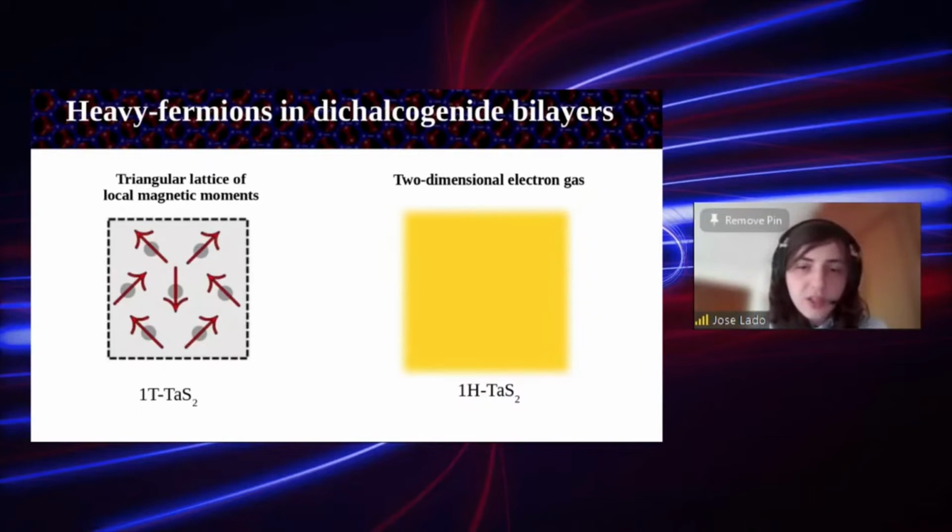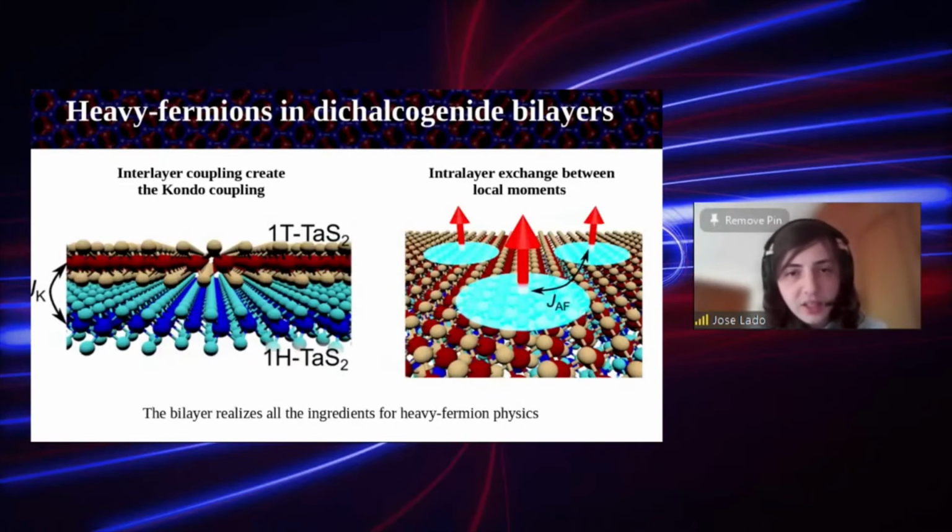In particular, if one looks at the family of two-dimensional materials, one can find a two-dimensional compound called 1T tantalum sulfide that realizes a lattice of local magnetic moments. And then there's another compound, 1H tantalum sulfide, that realizes a two-dimensional electron gas. So essentially, the experimental group built this heterostructure, 1T on top of 1H, and in this system, you have the coexistence of the lattice of magnetic moments coming from the 1T phase and the two-dimensional electron gas coming from the 1H. So this is, of course, at the theory level, right?